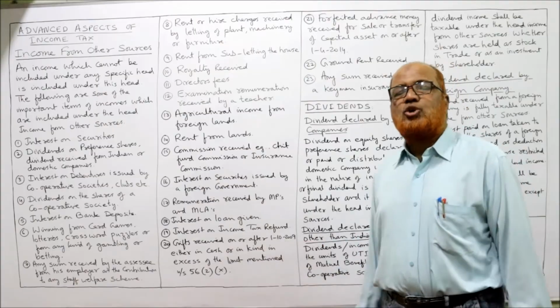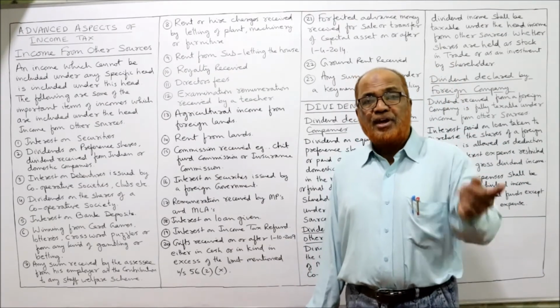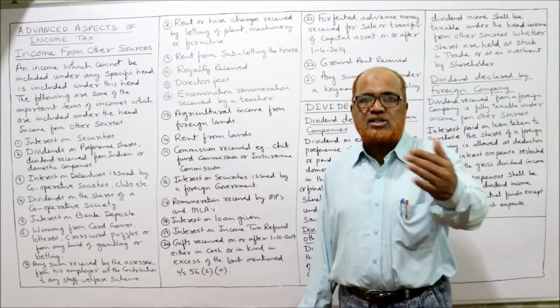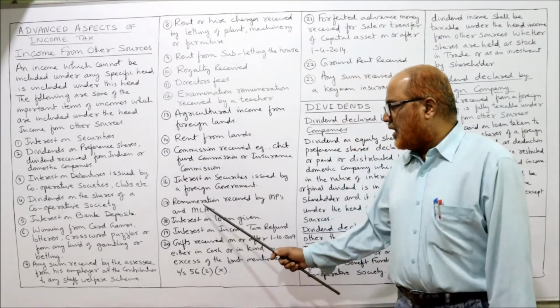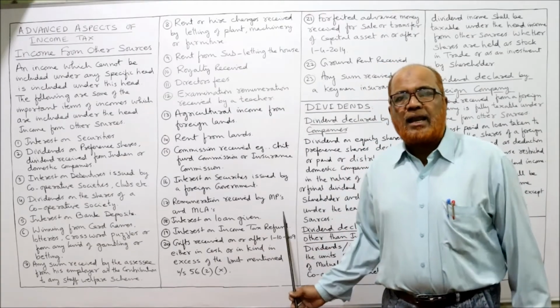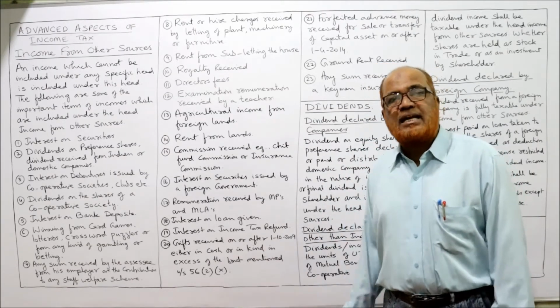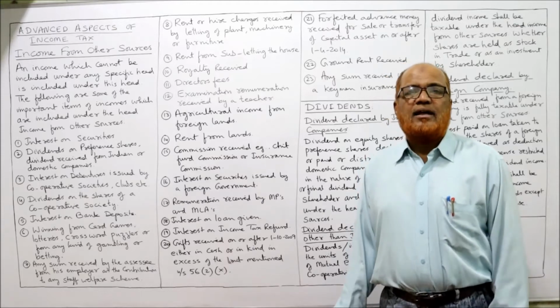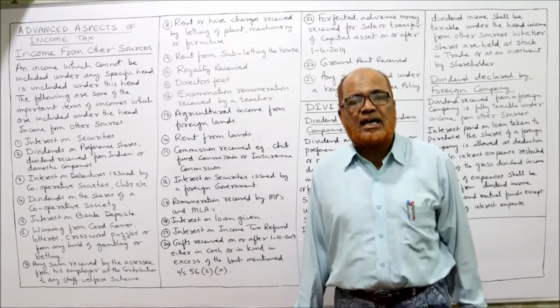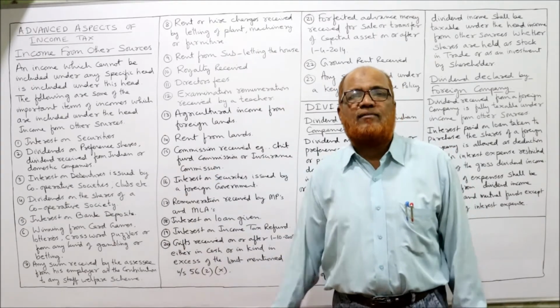Interest on security issued by a foreign government. If a foreign government issues a security and gives interest on it, that is also taxable. Remuneration received by MPs and MLAs. The member of parliament or member of state legislative assembly, whatever remuneration they get, is taxable under income from other sources.